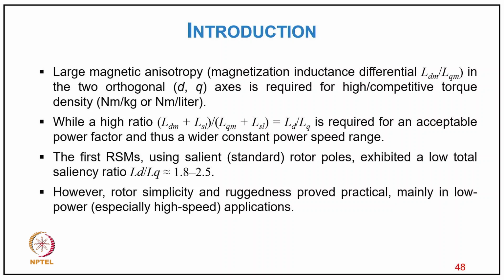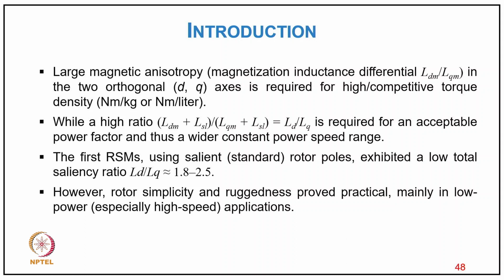A large magnetic asymmetry, that is, the magnetization inductance differential LDM over LQM in the two orthogonal D and Q axes, is required for high competitive torque density in Newton meter per kg or Newton meter per liter, while a high ratio LDM plus LSM over LQM plus LSM, that is LD over LQ, is required for acceptable power factor and a wider constant power speed range.